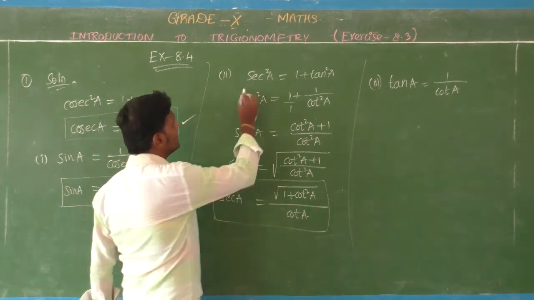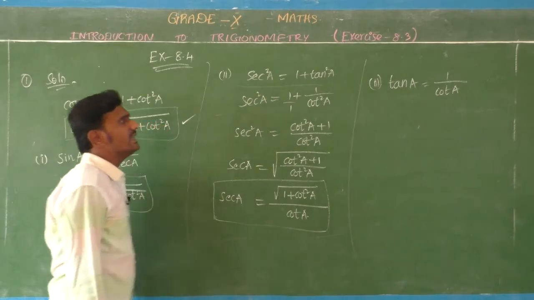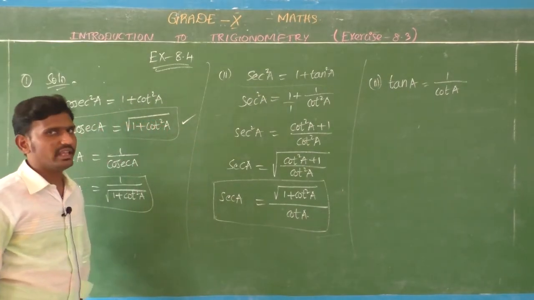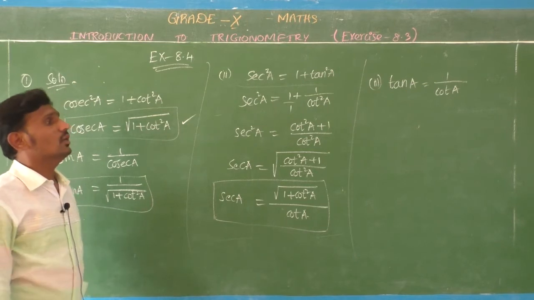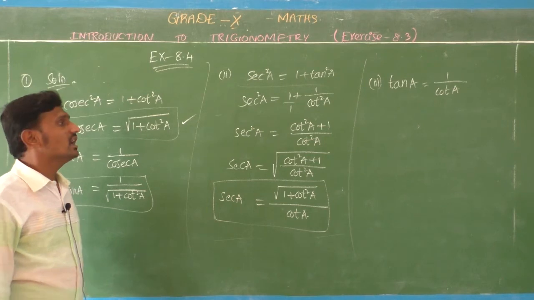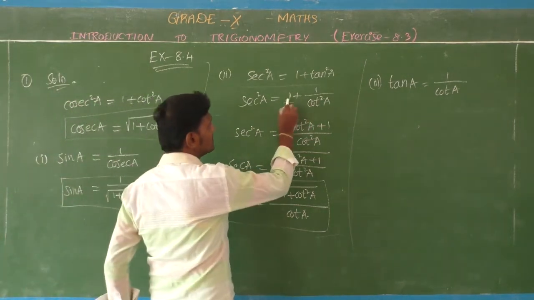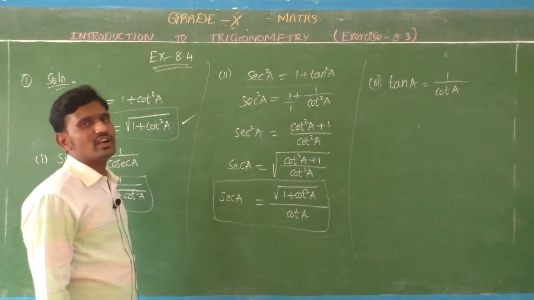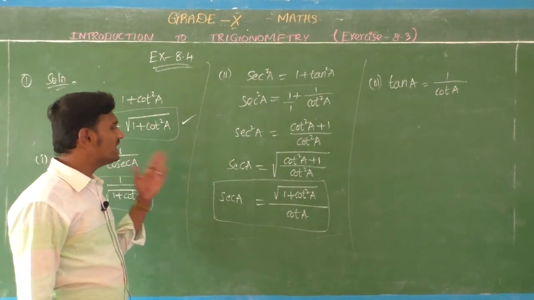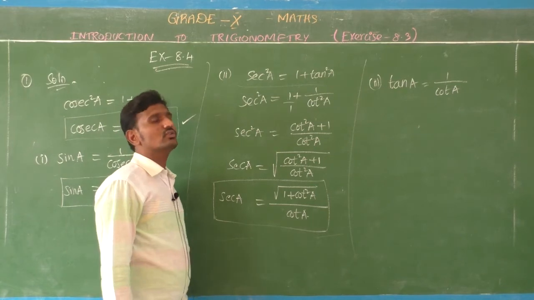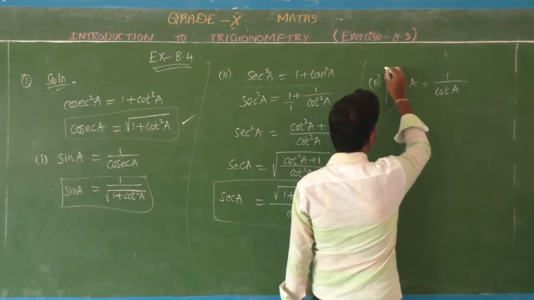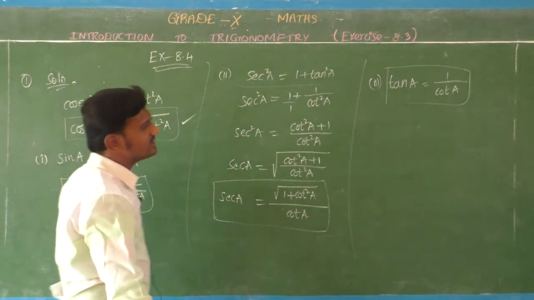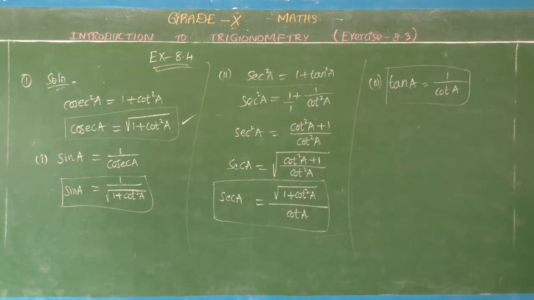Next we take the identity secant square A equals 1 plus tan square A. For tan A, I am going to take the reciprocal, 1 by cot square A. Now I take a cross multiplication of cot square A plus 1 by cot square A. Taking the square root, the final answer is secant A equals the square root of 1 plus cot square A, the whole divided by cot A. Finally, tan A is very simple: we take the reciprocal of cot, so tan A equals 1 by cot A.